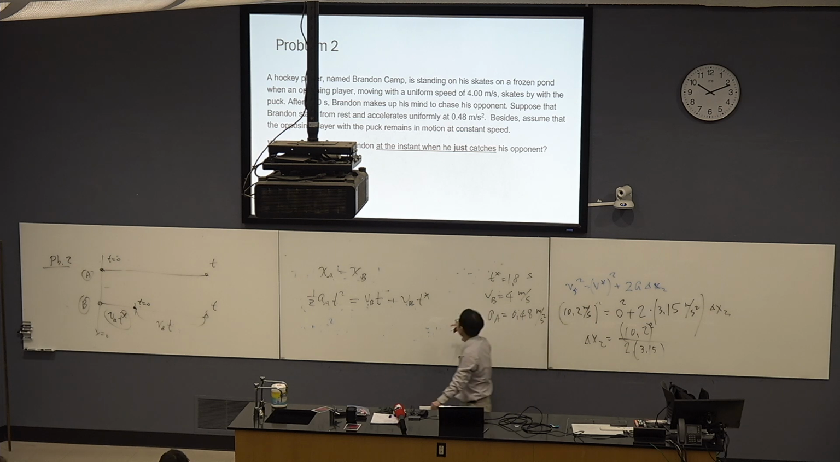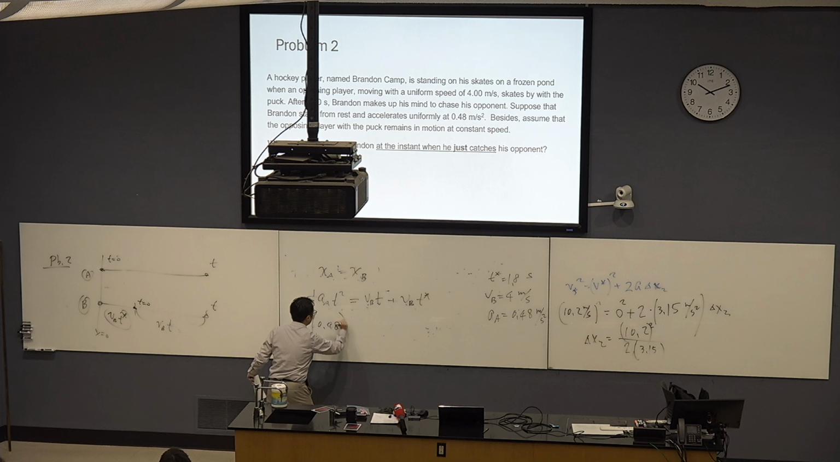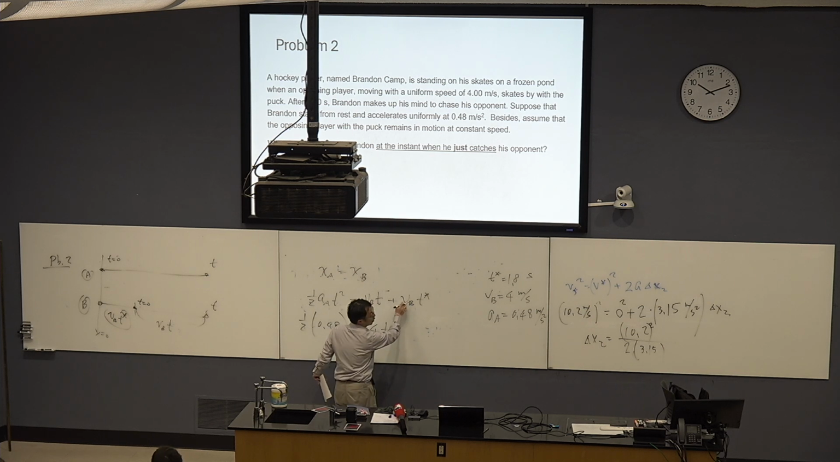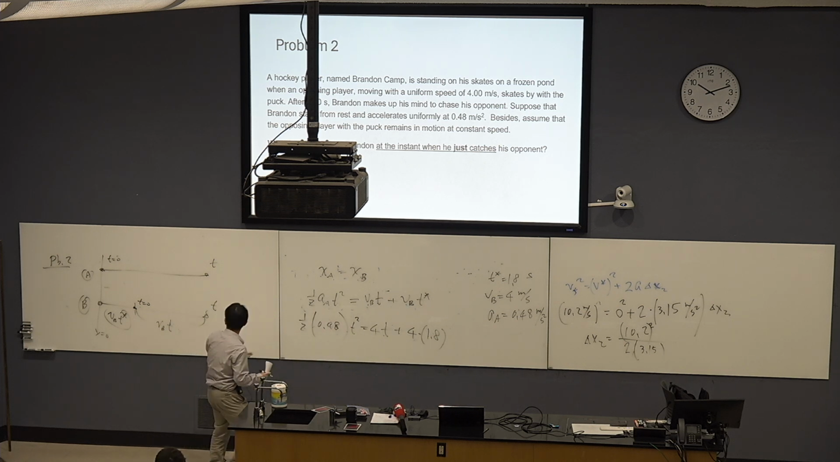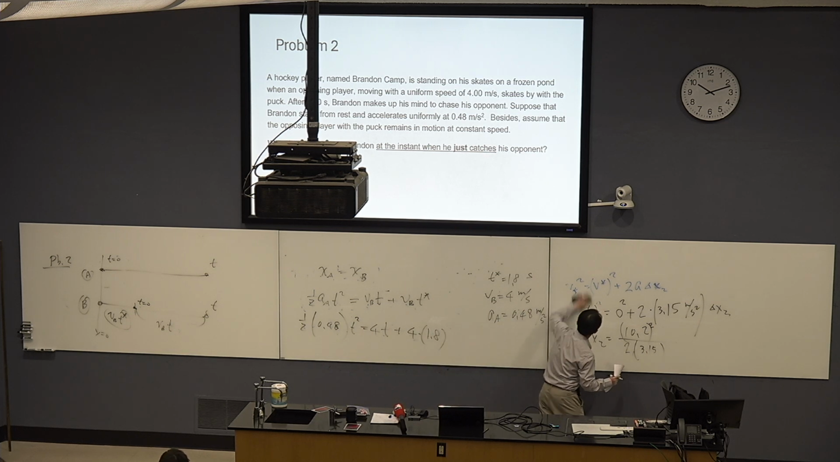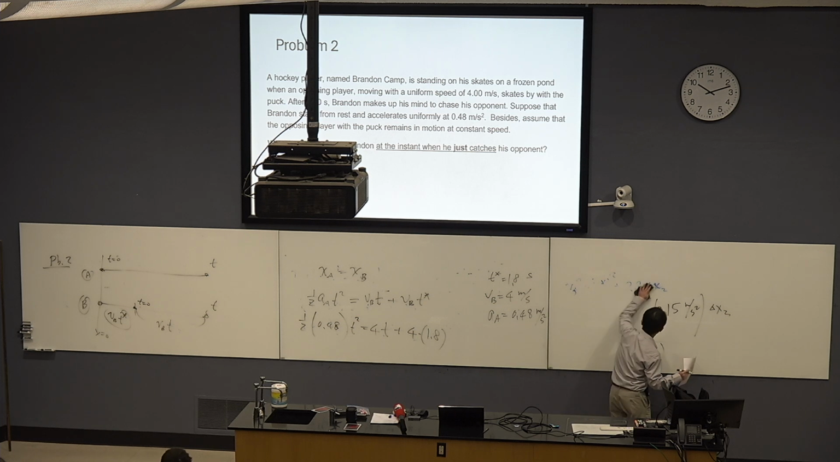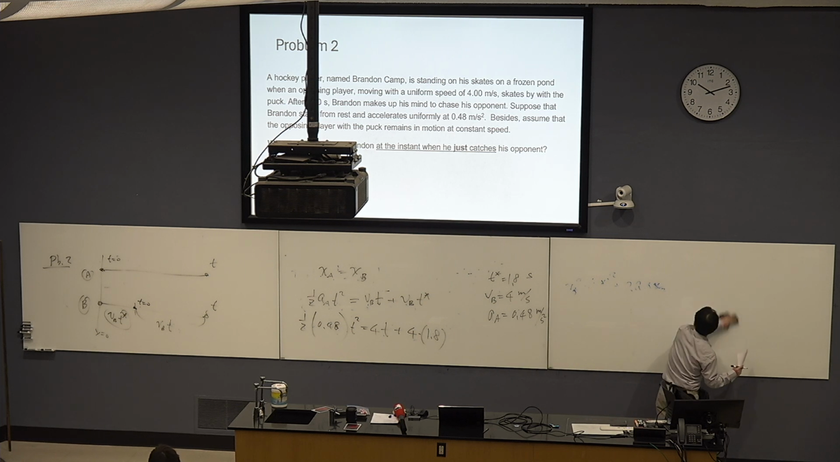Then you substitute everything in, so you have 1/2 times 0.48 meters per second squared times the unknown t squared equals VB, which is 4 meters per second, times t, plus VB times t star, so that's 4 times 1.8. That's the equation we have, and you can solve for t. Of course, most of you, I believe, have solved this problem. Here, I just want to draw attention to the last step.